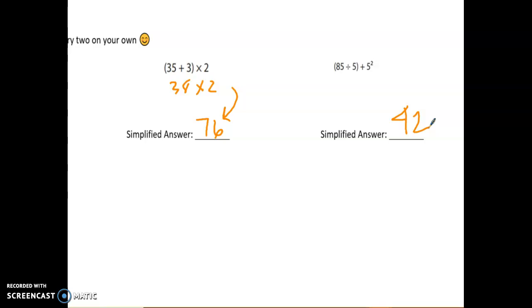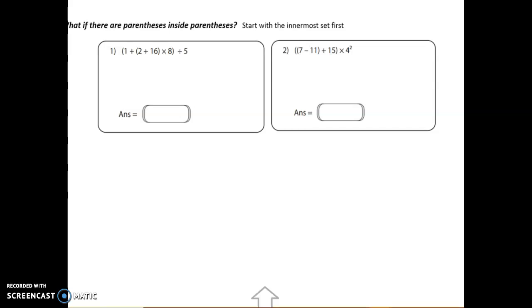To break it down a little bit further, to go back up to the problem, 85 divided by 5 is again the parentheses, which we do first, plus 5 squared. Then we would do our exponent, which is 25. So 17 plus 25 is our simplified answer, just down to one number, which is 42.